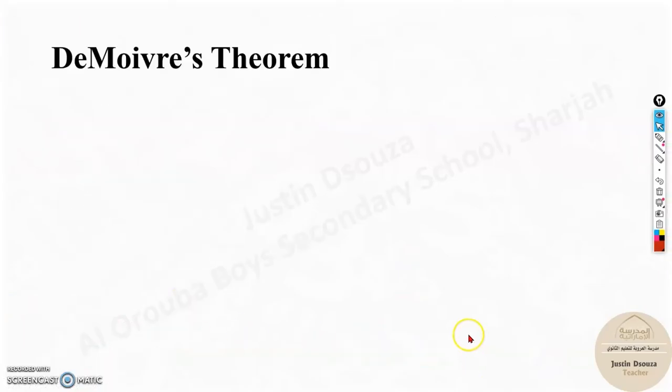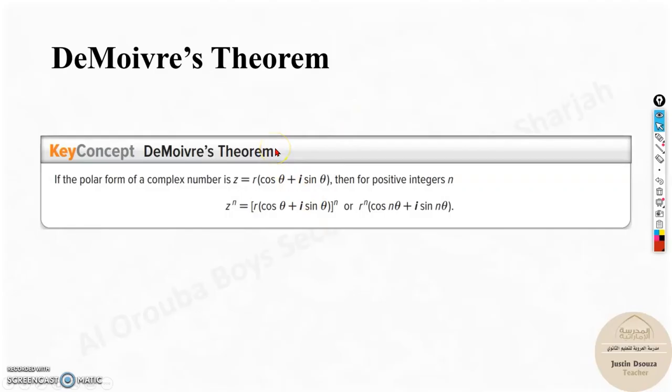We will look into DeMoivre's theorem now. This is pronounced as DeMoivre or DeMoivre. Any variation is fine. If you understand the concept, that's more than enough. Now, what is DeMoivre's theorem? DeMoivre stated that if you are taking a power of any complex number which is in polar form, then you can easily write it like this and solve.